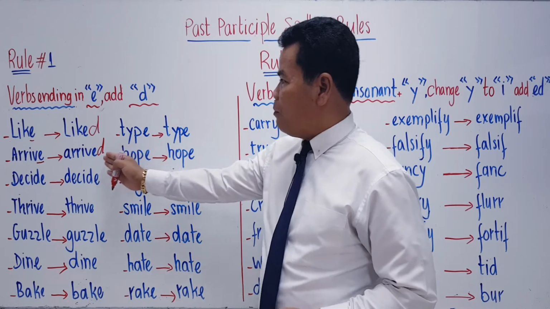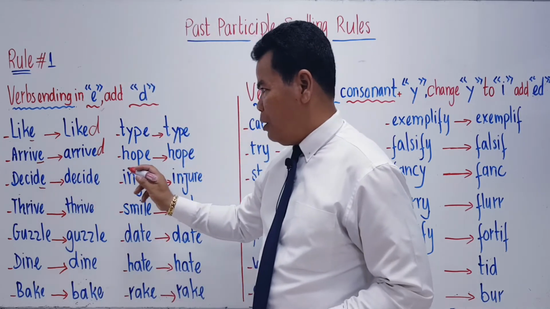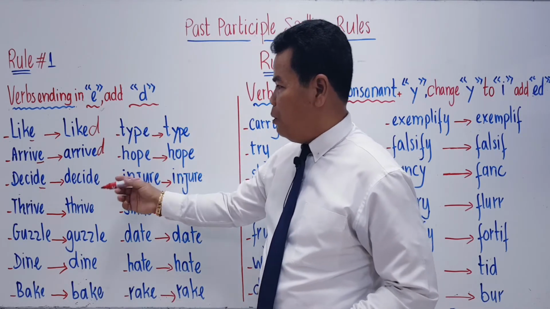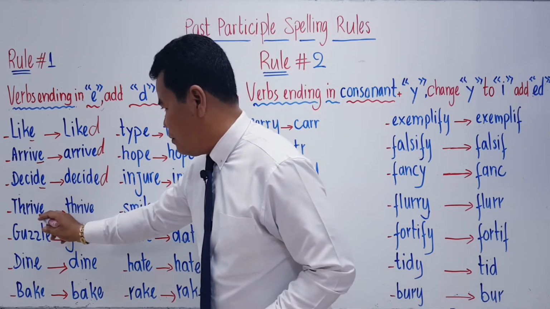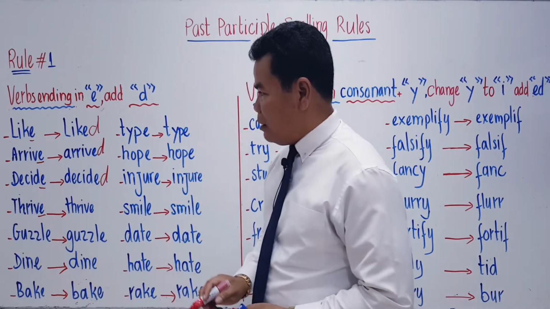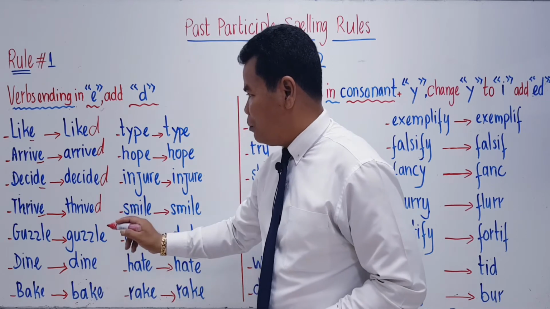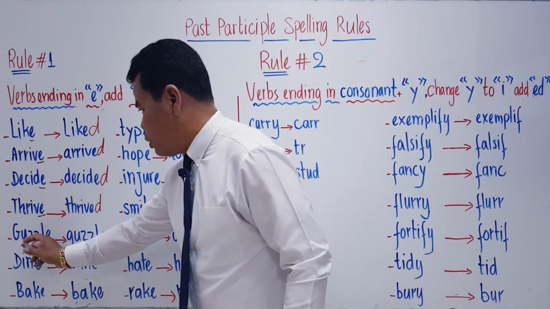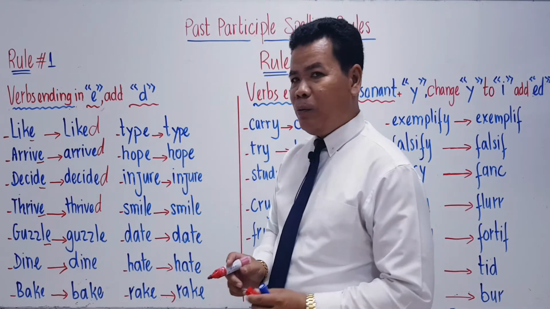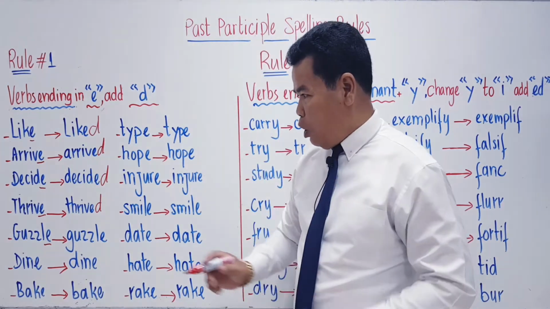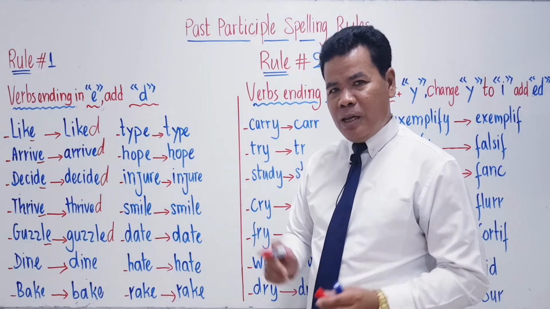That's why you have arrived. Decide, you have got one more E, okay? So when you make it into the past participle, you have to add one D, that's enough, okay? Thrive, here we have the letter E at the end, so you just add only D at the end of the verb. So thrived. Guzzle. At the end of the verb guzzle, we have got one letter E. So you just add D at the end of the verb. Okay? Just try to remember this.